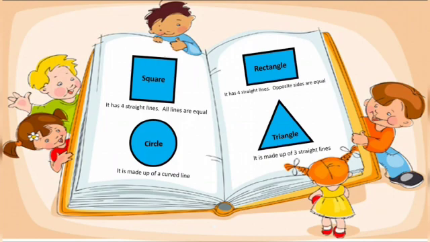Third one is rectangle. It has four straight lines. Can you see, children? And the opposite sides are equal. Can you see the difference between the square and the rectangle? In square, you can see all the sides are equal. Okay, all the lines are equal. Whereas in rectangle, you can see the opposite sides are equal. All the four sides are not equal. Now comes triangle. It is made up of three straight lines.